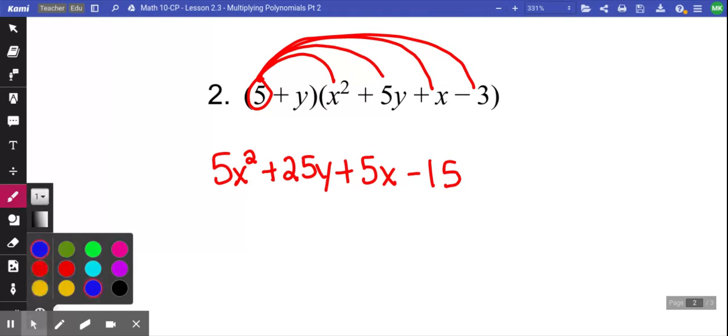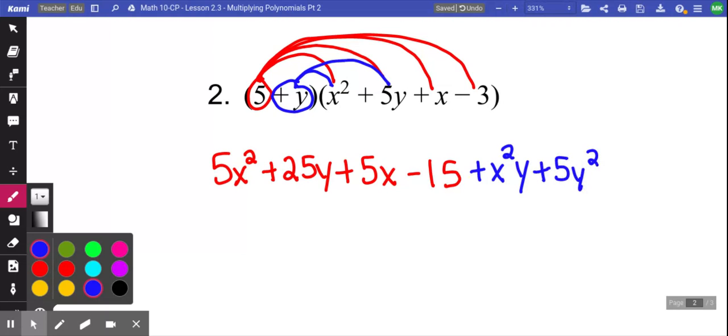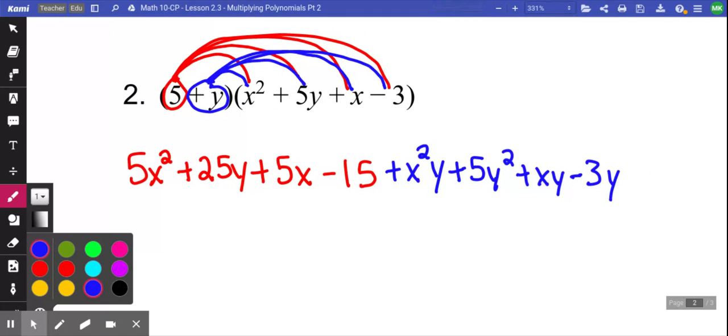I'm then going to take the second term for my first polynomial, the positive y, and I'm going to distribute it to get plus x squared y plus 5y squared plus xy minus 3y. If you did an area diagram, your numbers and terms inside that area diagram should look the same as mine. When you're all said and done, you need to look for like terms. There is one there, 25y and negative 3y are like terms, but I don't think there's any other ones.